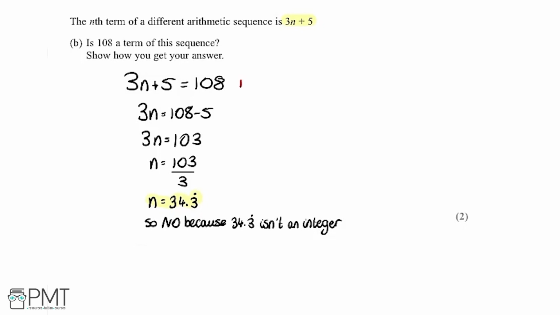So seeing where we get the 2 marks from, we get 1 up here for starting a method like this. Then we get a second mark for realizing, okay, so n isn't an integer, so it's impossible, so the answer is no. And then saying no and writing a convincing argument here. So like this, just saying that it's not an integer.